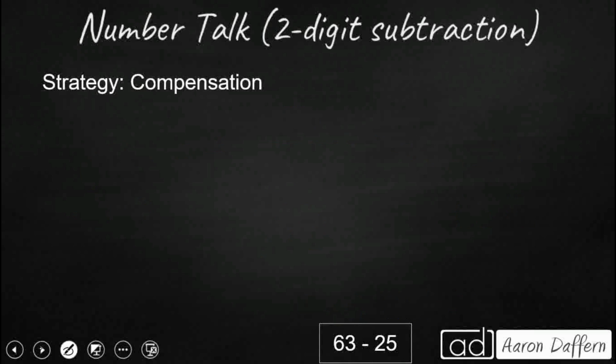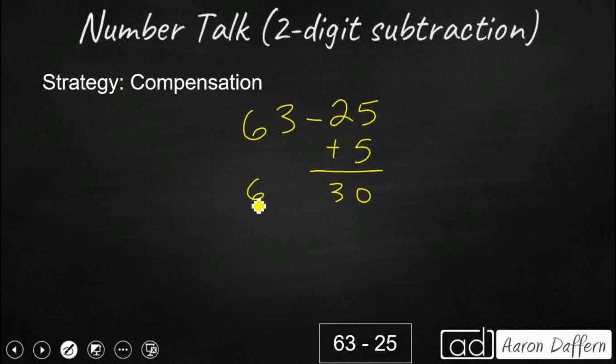Now we could also use a strategy called compensation. And so what we do here is we take our subtrahend, remember that's our second number, and we're going to add something to it to get it up to the next 10. So our next 10 is 30, so let's add 5. And the reason I want to add 5 is because take a look at this problem now. 63 minus 30 is very easy, right? Because there is no regrouping necessary. We can do that in our head without a problem.